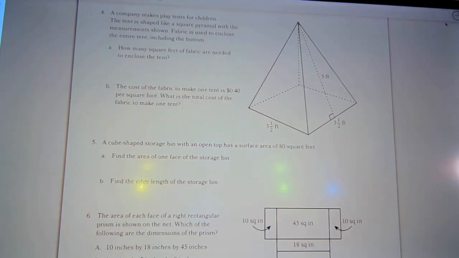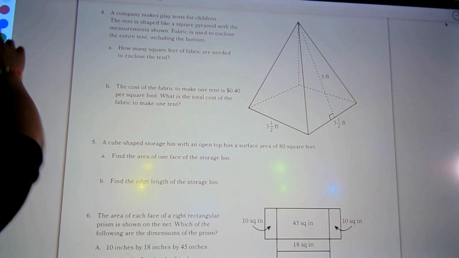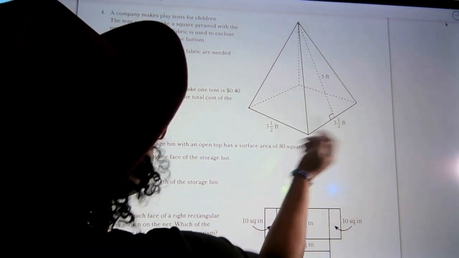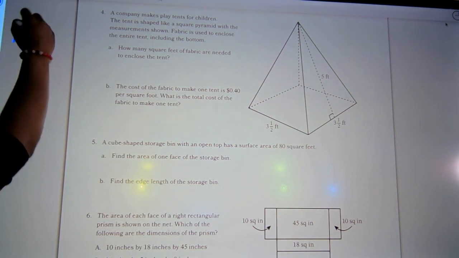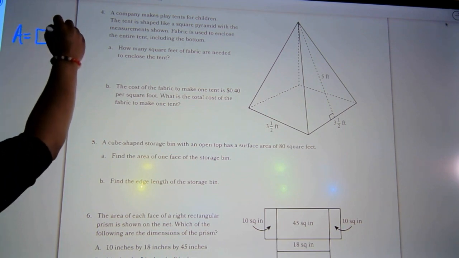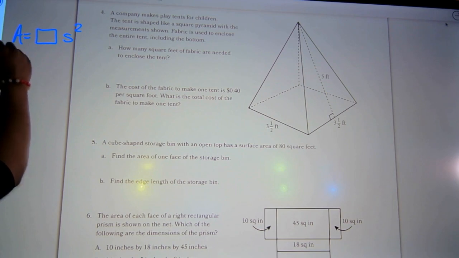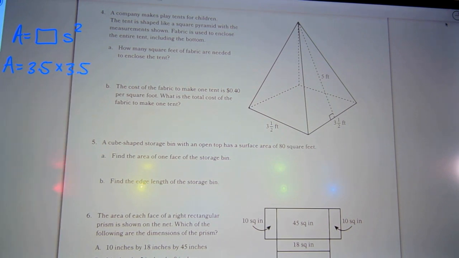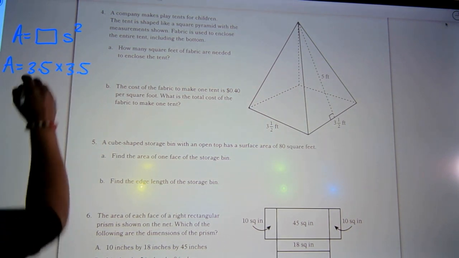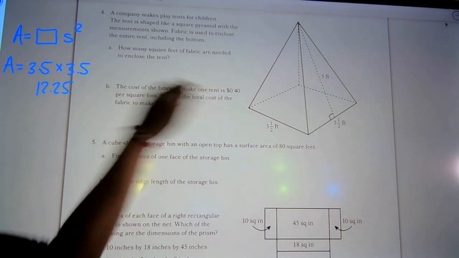Number 4 says a company makes play tents for children. The tent is shaped like a square pyramid with the measurements shown. Fabric is used to enclose the entire tent, including the bottom. How many square feet of fabric are needed? So we know with a square pyramid, the bottom is a square. So we know that this is 3.5 by 3.5. So to find the area of a square, you want to do S squared. So what that means is we're doing 3.5 times 3.5. And when you do that, you get 12.25. So that's the area for our square.